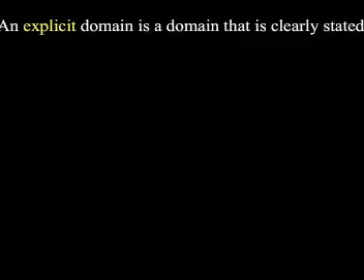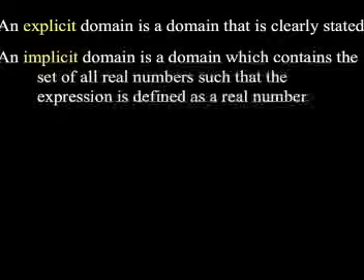When we think about the domain, we have two different types of domains that we want to consider. The first is an explicit domain. This is a domain that is clearly stated. For instance, if I said that we were going to take a certain function and the domain is all the integers, well, that is an explicit domain because I'm telling you exactly what the domain is. The other type of domain is called an implicit domain. This is a domain that contains the set of all real numbers such that the expression is defined as a real number.